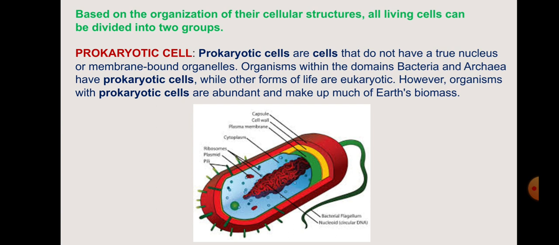Based on the organization of their cellular structures, all living cells are divided into two groups, children, prokaryotes and eukaryotes. Prokaryotes means what? These are the cells that do not have a true nucleus or nuclear membrane. There is no specific nucleus or nuclear membrane. It is undefined. So the organisms within the domains bacteria and archaea have prokaryotic cells.